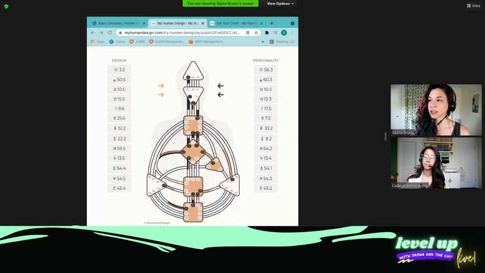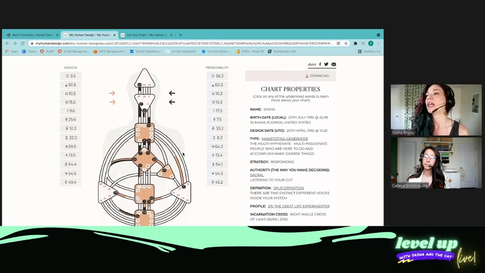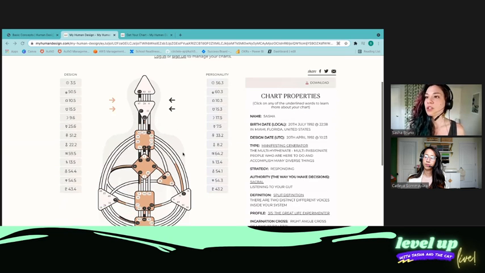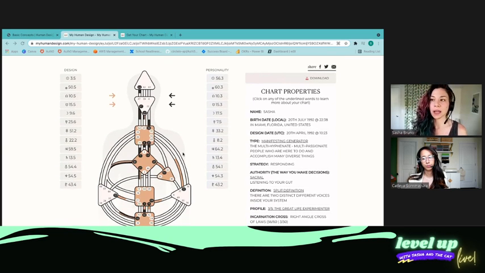So is that full screen? Okay, yep. So this is what it looks like, and it does look different depending on the page you use to find out what your chart is. I follow this Instagram called my.humandesign if you want to check her out. She has a ton of resources, but I use hers to find out mine. There are others that are a little more detailed, I think, but this one is good as just an overview.